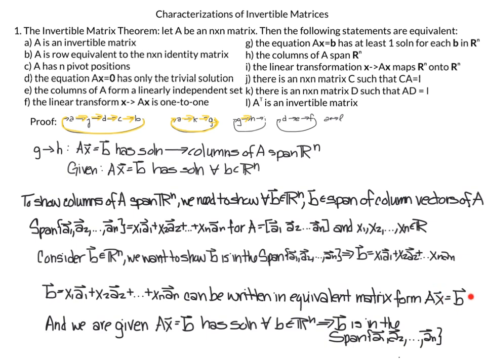and is equal to B. And we are given that AX equals B has a solution for all B in Rn. Therefore, B is in the span of a1, a2 up to an. In other words, the solution here, x, is exactly the coefficients in front of our vectors.